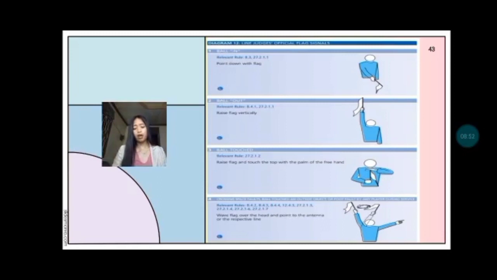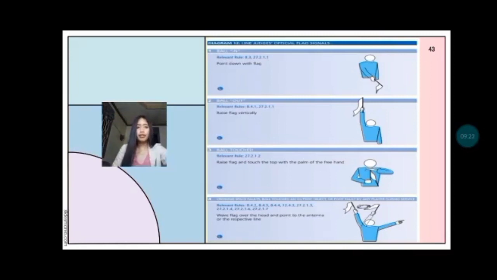Next one is crossing space fault. A ball sent to the opponent's court must cross the net in the crossing space, or ball touches an outside object, or foot fault by any player during the service. So the referee waves the flag over the head and points to the antenna or the respective line. Just like this, raise the flag and point to the team or point to the line.